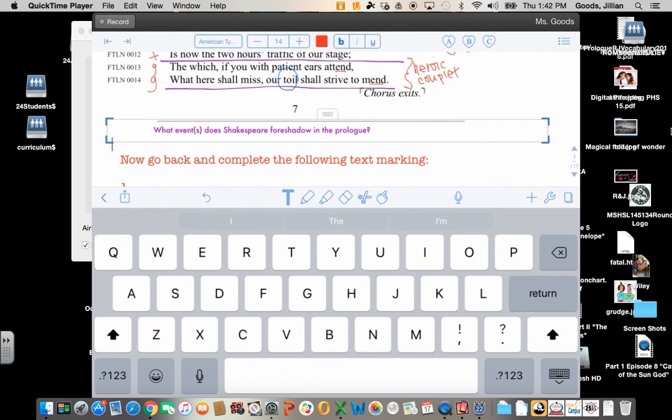Let's analyze the prologue a little bit further. We figured out already that it's a 14-line poem. It's a Shakespearean sonnet written in iambic pentameter with a specific rhyme scheme. We've located the quatrains. We've looked at the couplet. We figured out it's heroic.